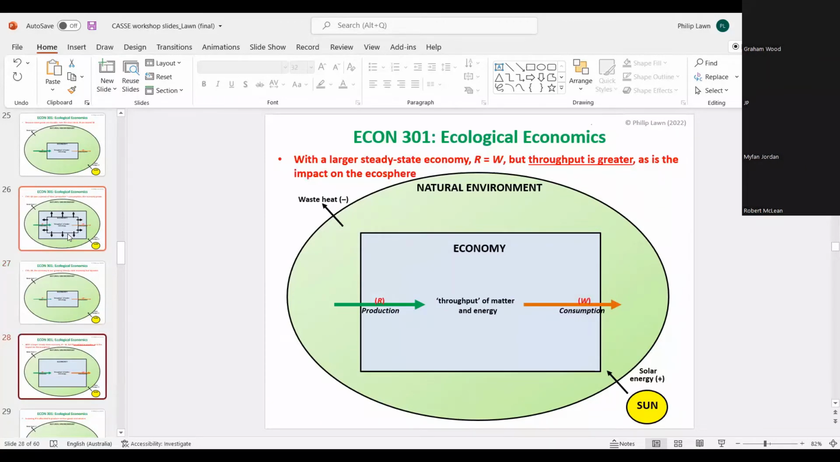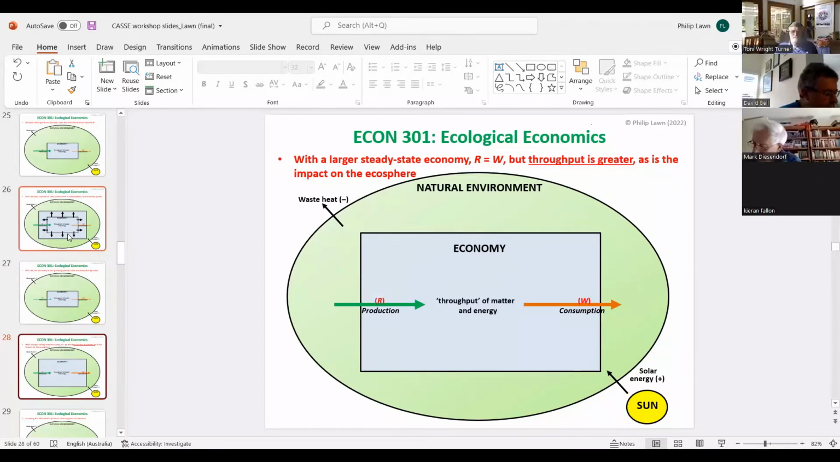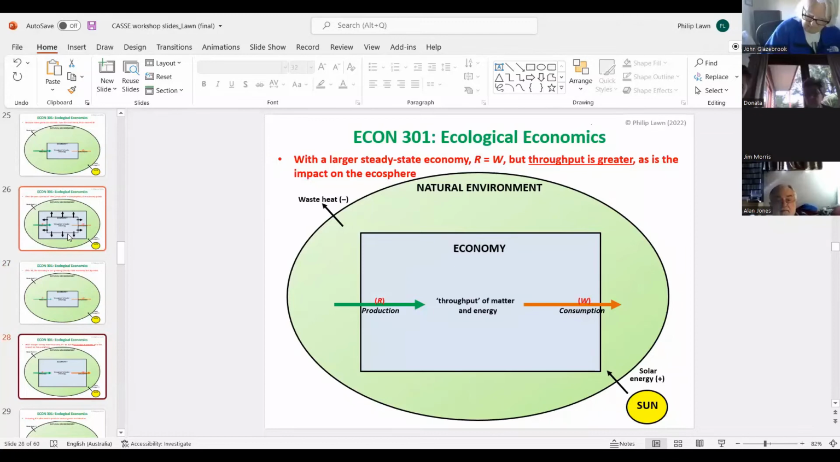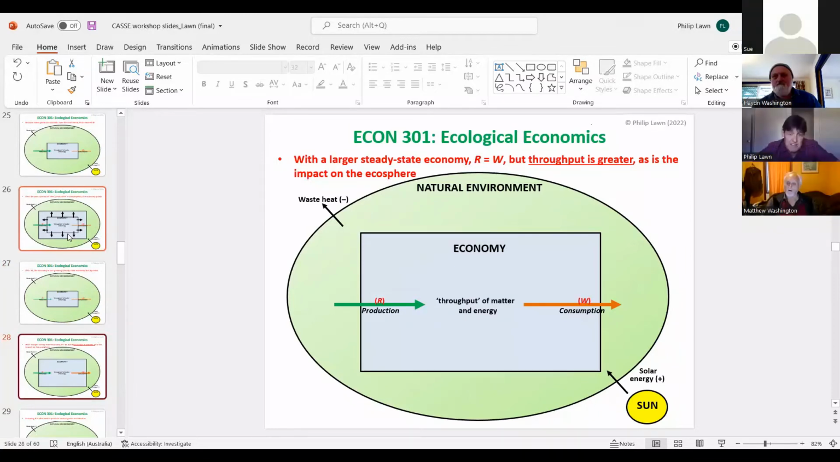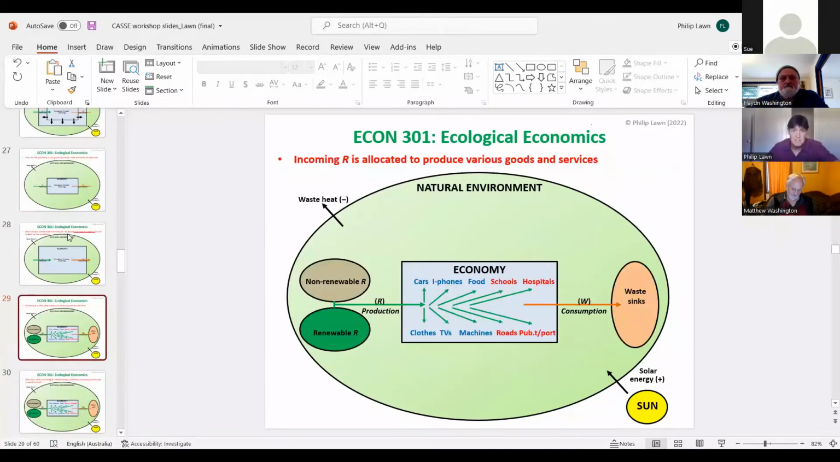With a steady state economy, well, it can exist at different scales. But if you have a larger steady state economy where R is equal to W, the throughput will be greater. And so therefore will its impact on the natural environment, the ecosphere. So you can have a larger steady state economy, but it must be remembered that will require a greater rate of throughput, and that will have a greater impact on the ecosphere.